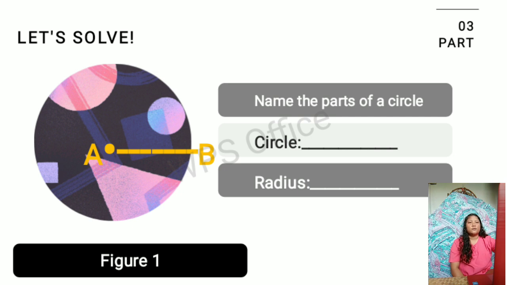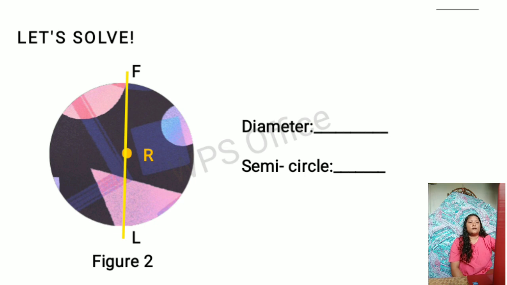The next one is figure number 2. Where is the diameter? The diameter there is line FL. How about the semicircle? The semicircle is semicircle FL. That is figure number 2.